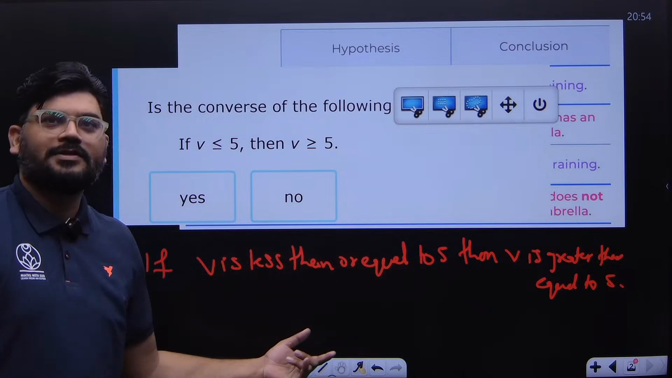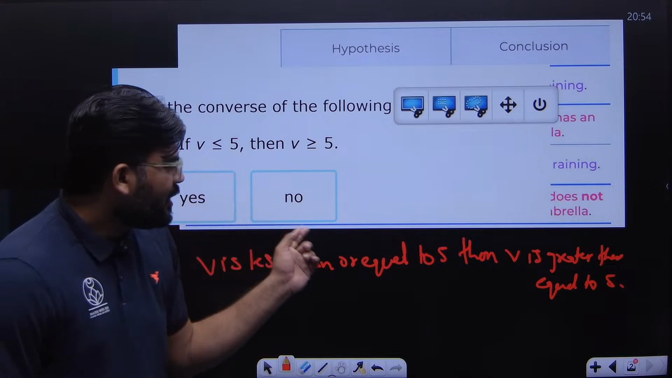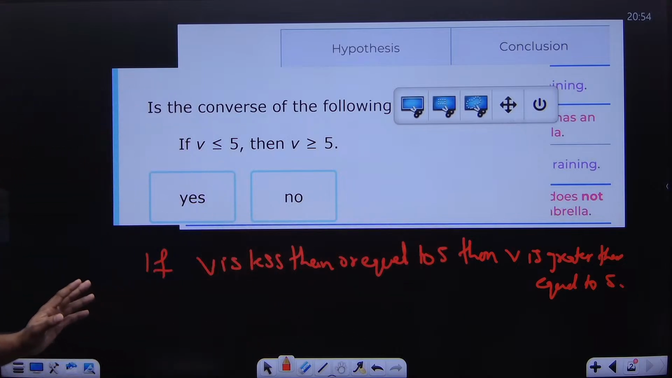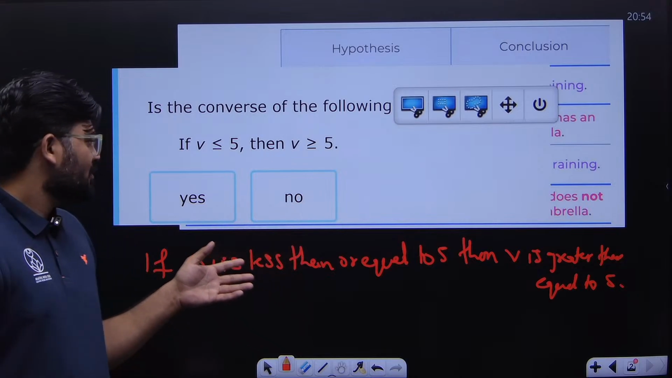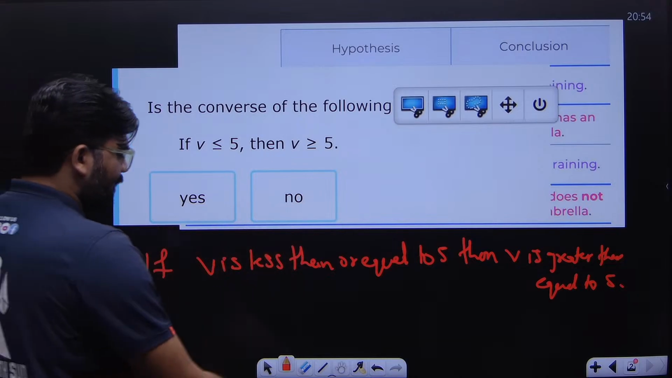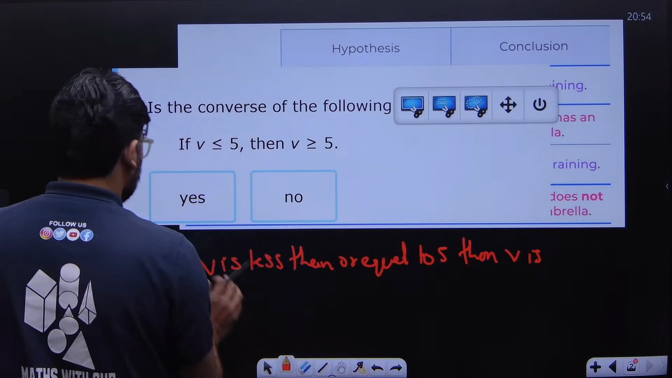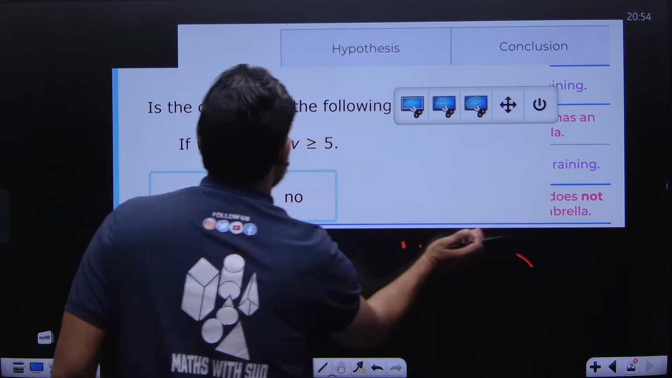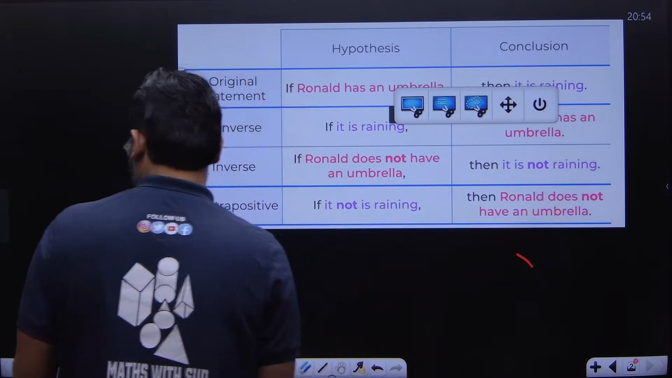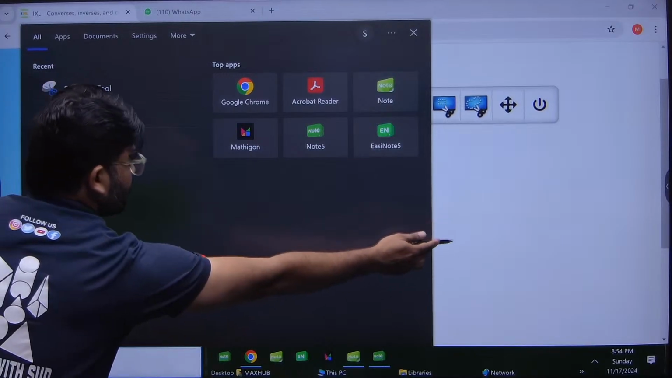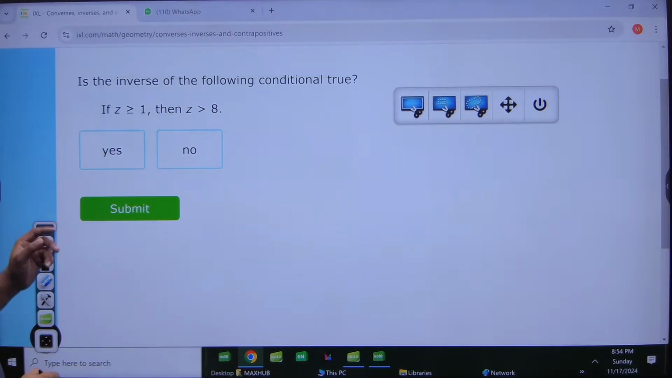What do we do in the converse? We just switch. Switch means we will say if V is greater than or equal to 5, then V is less than or equal to 5. I think that doesn't make any sense. That does not make sense. So I hope that it is no. They're asking whether the converse of the statement is true. The answer is no. Let us check it out. Brilliant. What about this?